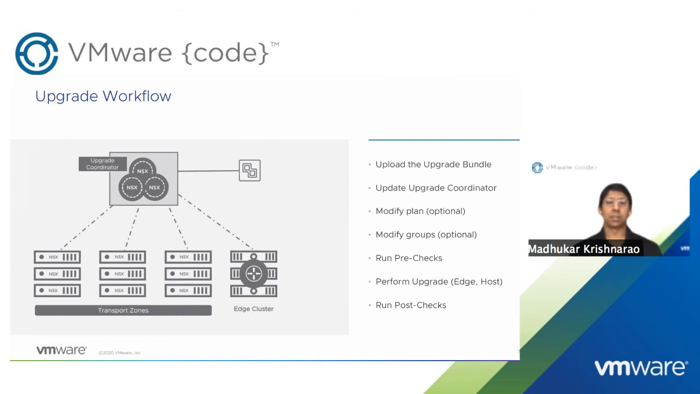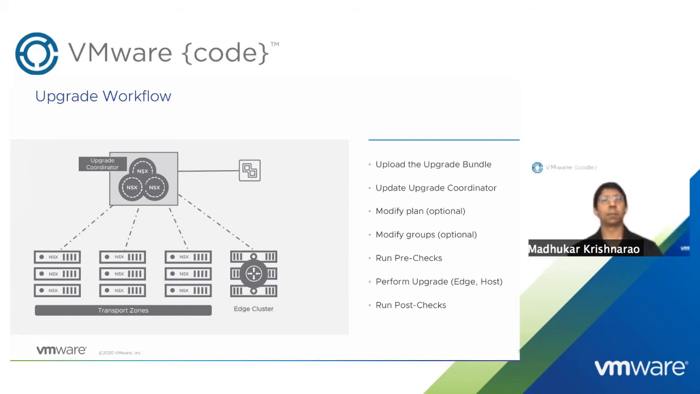Now, the upgrade process is actually pretty simple and straightforward. I will be switching back and forth between the UI and the Ansible code to show how they would look in the UI when you do a specific task through Ansible. The steps are what is written on the right side. The first thing that you would do is upload the upgrade bundle.